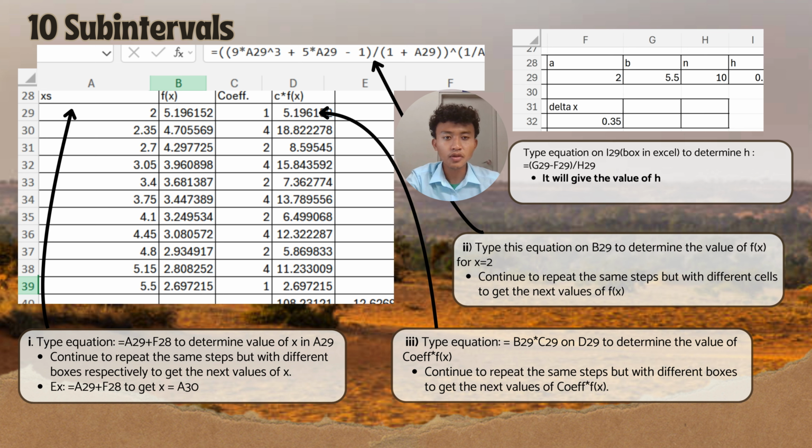And for the variables, you're going to have to type the equation on a tab on any side of the Excel sheet. In my case, I use Z29 minus F29 because it's the 29th row over H29, and then it will give the value of H. And this H is the constant of the whole equation.